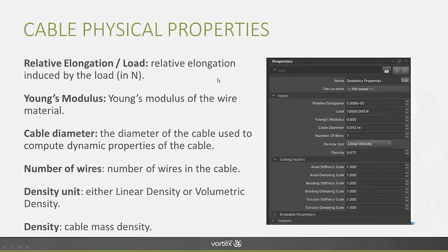In the dynamic property extension, you'll be able to fine-tune and enter the physical properties of the cable. These, as much as possible, match the real-world engineering numbers. The first one is relative elongation induced by the load in Newton, followed by the Young's modulus of the wire material, the cable diameter, the number of wires within the cable, the density unit used, either linear density or volumetric density, depending on the references that are available to you for the cable, and finally, a field for the density itself, which is the cable mass density.